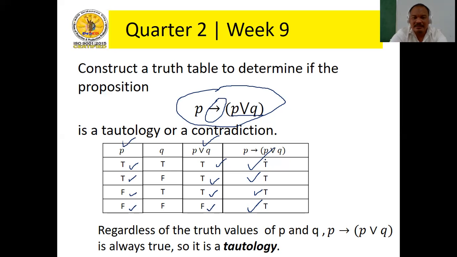As long as we have true in the last column of the operations, then we can say now that this is a tautology. Now, what is the use of tautology? What is the use of the concept of contradiction? So in week 9, we're going to emphasize the importance of your knowledge of contradiction and tautology as your basic requirements in moving to week 9.